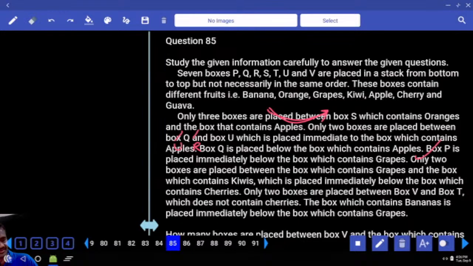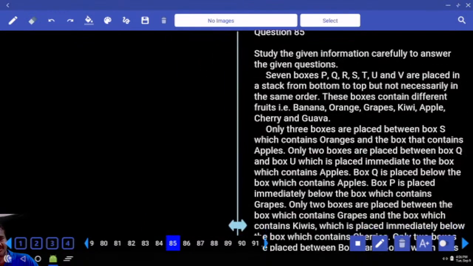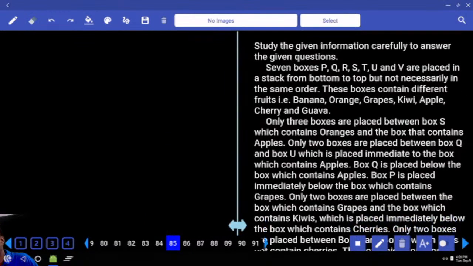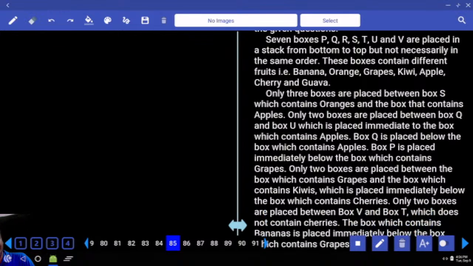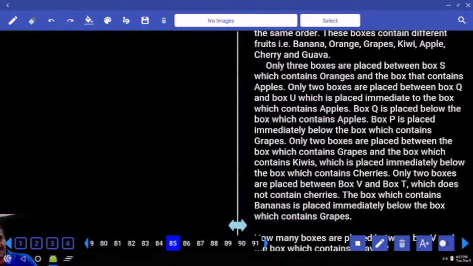Then 85 onwards. Now in this 85 onwards, there are only 7 boxes. Now 7 boxes with a parameter. What is the parameter? Fruits. Clear? Then is it possible to work out this one under the first priority? No. Definitely under the second priority. Parameter is there, the 2 boxes. Then 3 boxes between S and orange. And the box S which contains orange and apple. S, orange and apple, there must be exact.